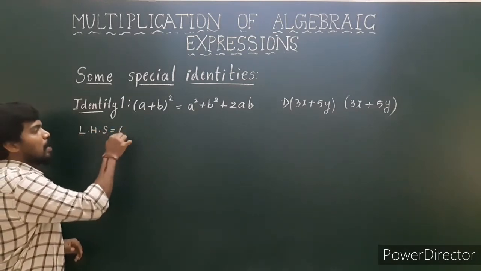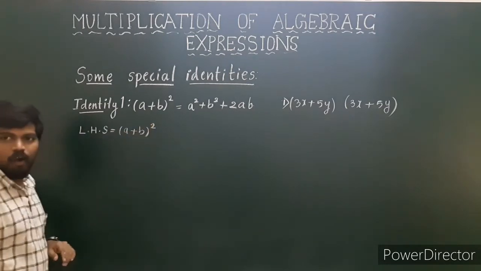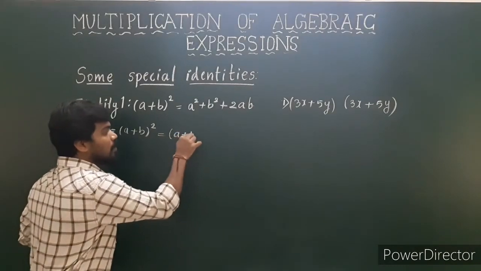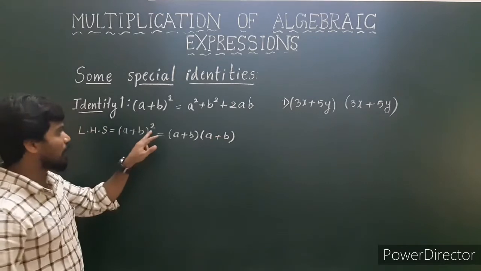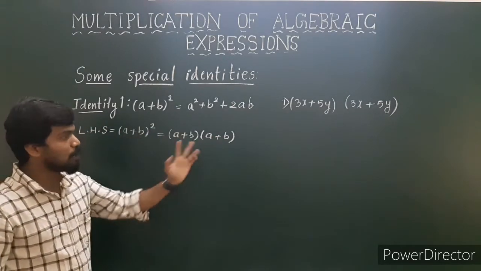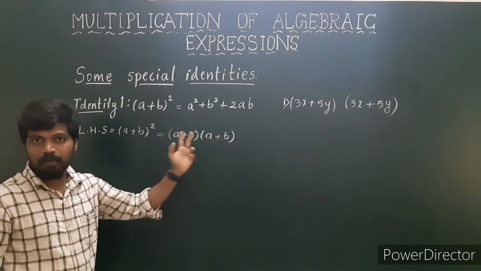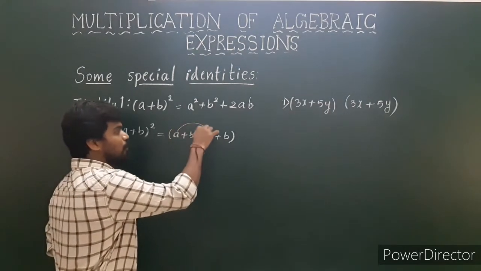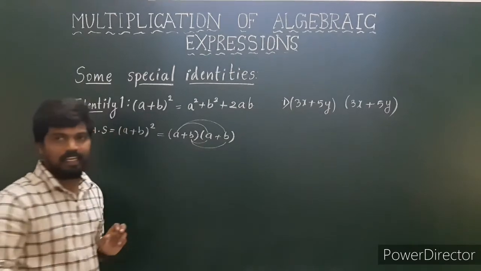So that is a plus b whole square. That means a plus b into a plus b. So a plus b 2 times. You know that the square means 2 times a plus b into a plus b. So now it is a binomial to binomial multiplication. So first to first, first to second, second to first, second to second.